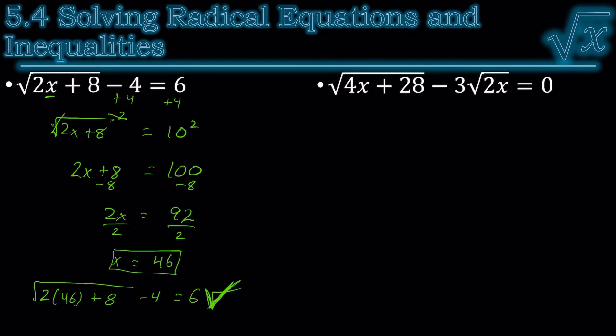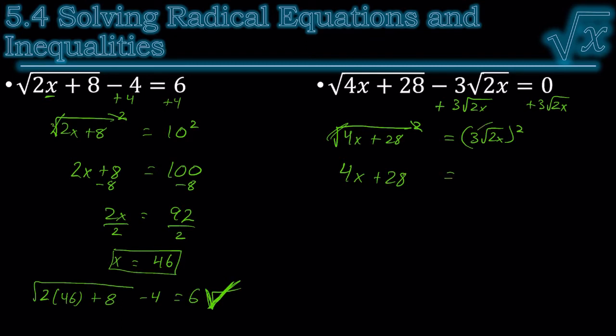Wow, there's x's twice in different square roots. What do we do? Well, let's follow the same steps. Let's isolate a radical. So let's isolate the first one. And so let's add the 3 times the square root of 2x to both sides. And that leaves the square root of 4x plus 28 on one side. And then we're going to raise both sides to the square. Now there's multiple things, so I have to put in parentheses. Square root and the square cancel out.